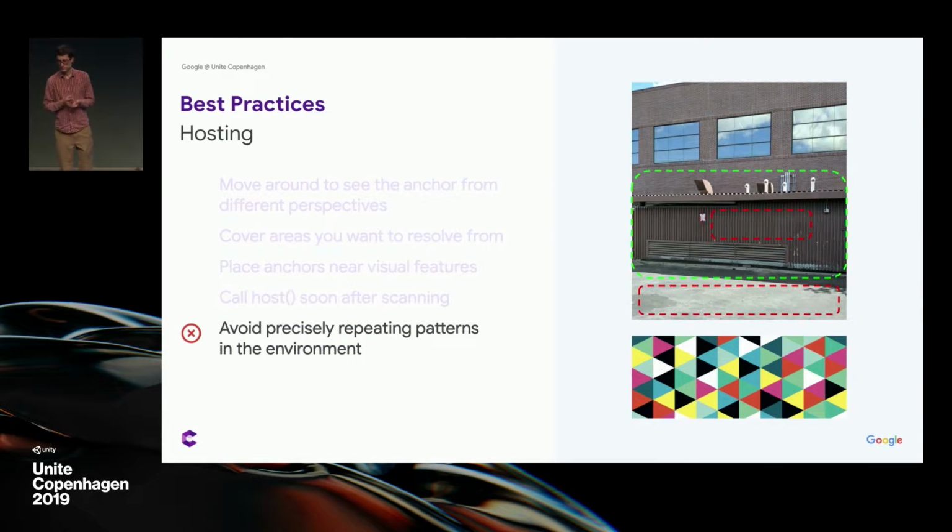Finally, we recommend avoiding precisely repeating patterns in the environment. This is because resolving works by making visual comparisons between two different areas. So if you've got two different spaces that look identical, then you may resolve in the wrong place, which you could see as both a bug and a feature, depending on your perspective. But we do recommend that you avoid precisely repeating patterns.